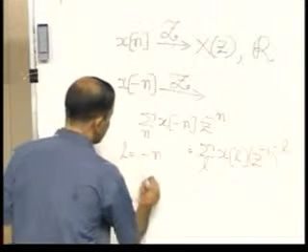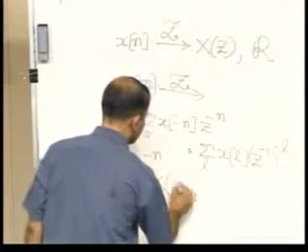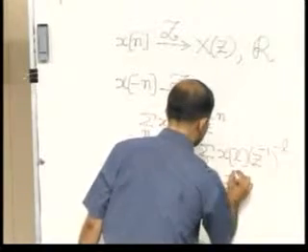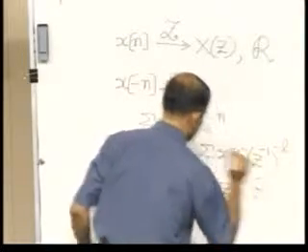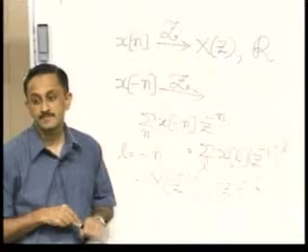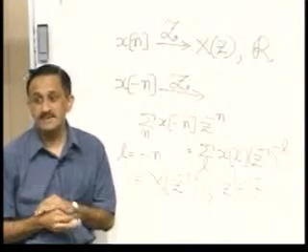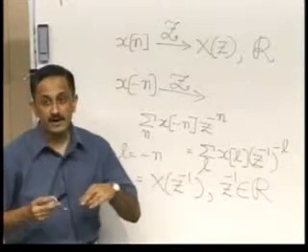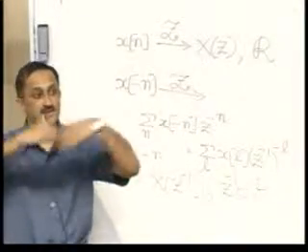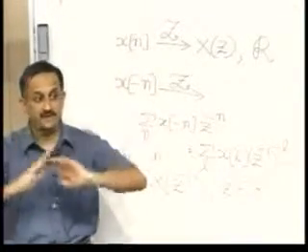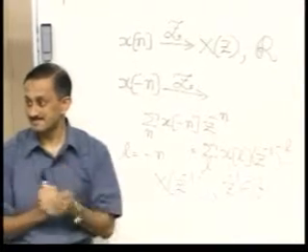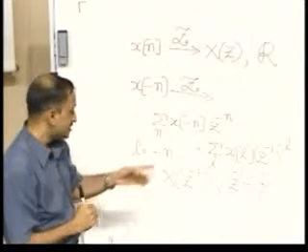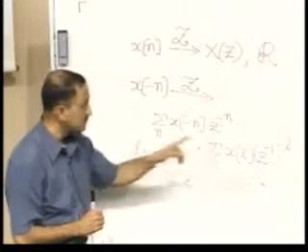This clearly is X of z inverse, with z inverse belonging to R. Is that right? So, a region of convergence that is to the exterior of a circle now comes to the interior of the circle and vice versa. Yes. So, there is a change both in the expression as also in the region of convergence.